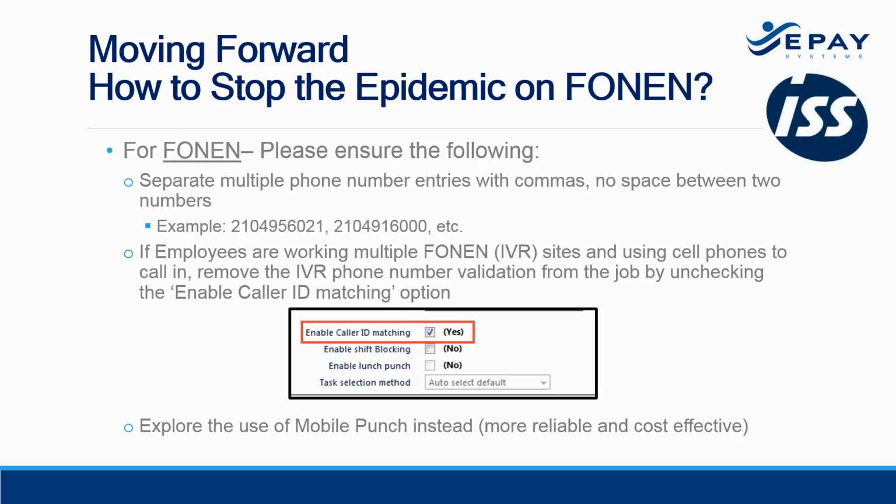That way, the validation is not occurring saying that it's an invalid punch, but it still is recording that phone-in punch. It is still recording that number that is being used to punch in and punch out.